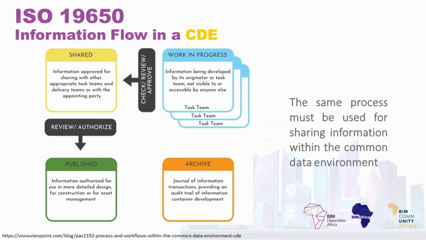The ISO 19650 says that the same process must be used for sharing information within the common data environment. The following diagram shows the process to be followed. There are four stages in a project: work in progress, shared, published, and archived. We assign metadata to each information container in order to facilitate managing the process. Consequently, we can maintain order and assert control over information.